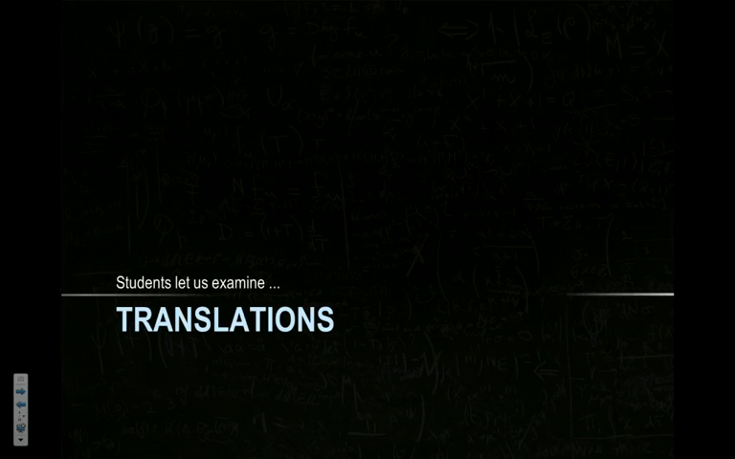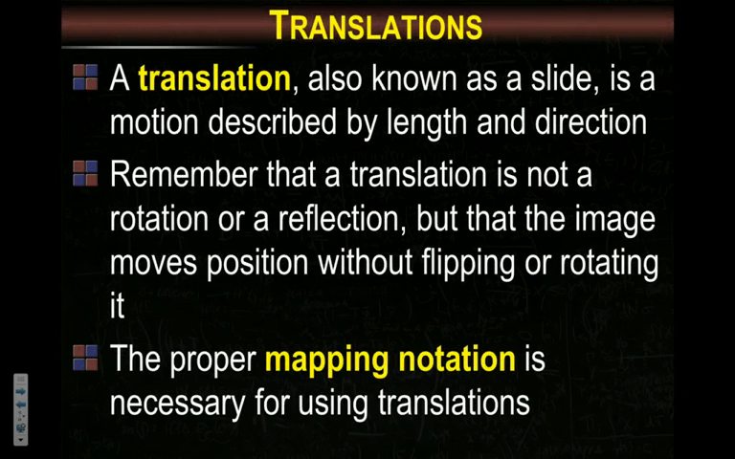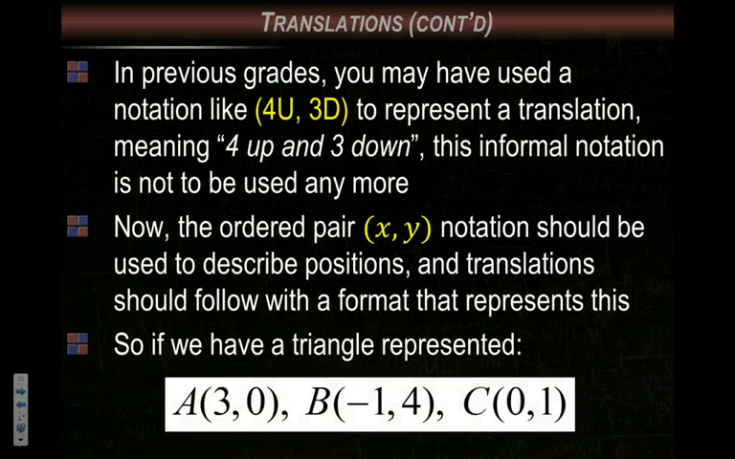But we have to translate this into geometrical, number-based geometry. So a translation, the slide, is not a rotation, not a reflection. Basically, you're just moving an object without flipping it or without rotating it. But we need some sort of way to map this, a notation for doing this. Now, in previous grades, you might have used notation like four up, three down. Anyone ever done this in a math assignment before? Okay, we're not doing that anymore. What we're now going to do is move to the more formal notation of the ordered pair, which we talked about in the last unit.